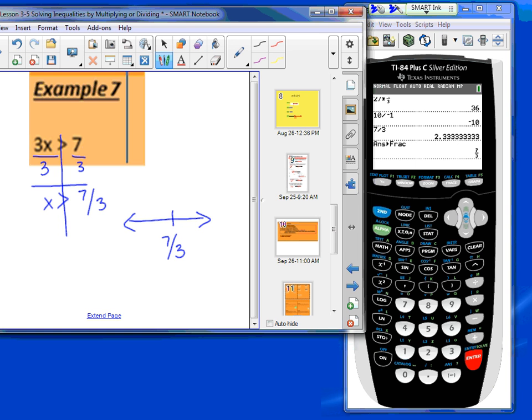What type of circle should I use? Open circle, and then which direction should I shade? To the right.